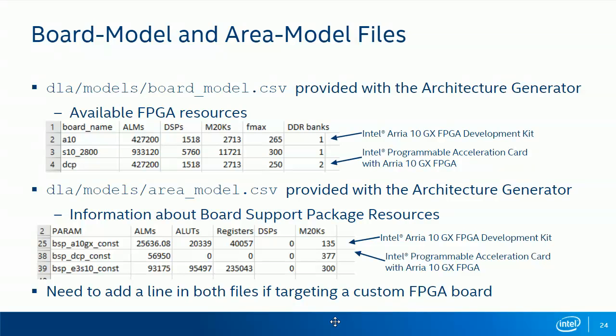For the area model, which is also included with DLA and the architecture generator, there's information about the OpenCL board support package resource consumption. Again, in the screen capture, you see the values provided for the Arria 10 GX development kit and the programmable acceleration card. The area model also contains many other information. You don't need to and shouldn't modify any information that does not pertain to the board support package.